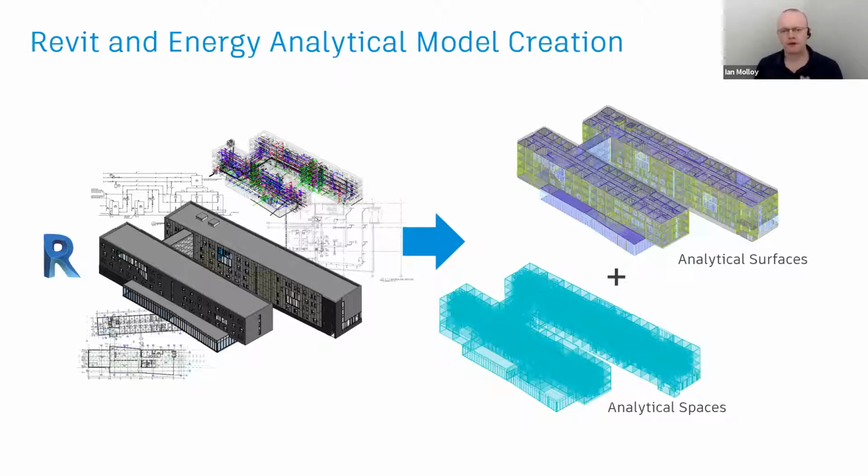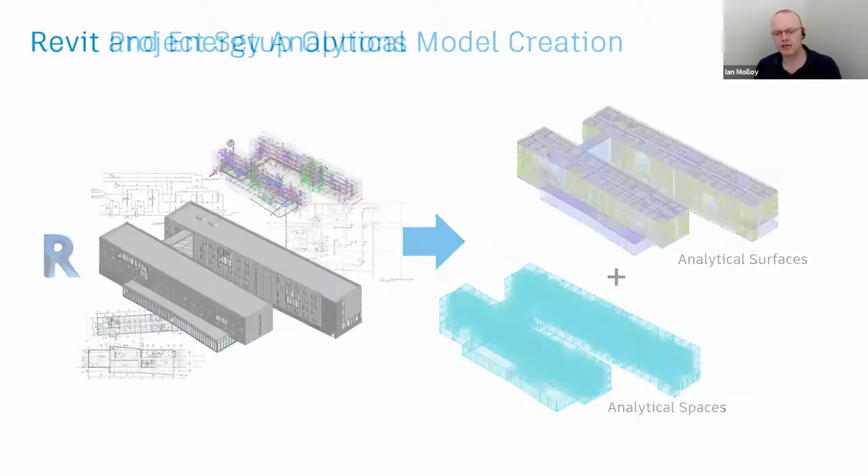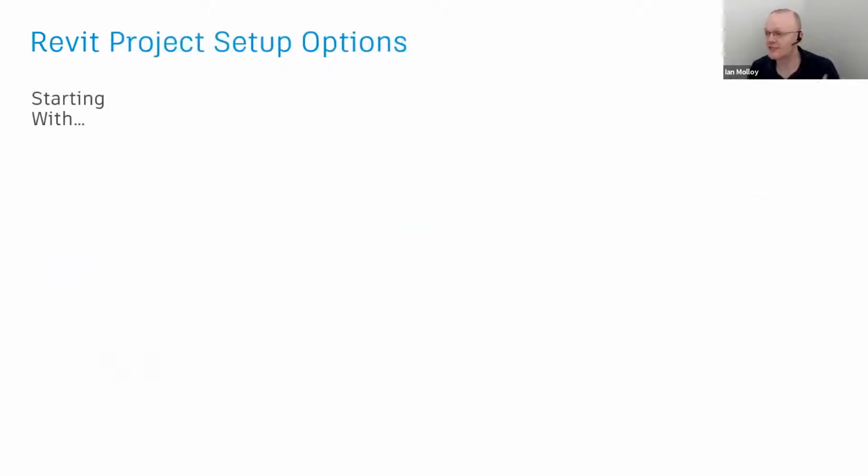But in order to start to explain the number of different ways that this can be done, the first thing to think about is your Revit project setup options. Like, what are you starting out with? Because these things will have an implication for how you do this automatic creation of an energy model. And it all depends really on what your starting point is.